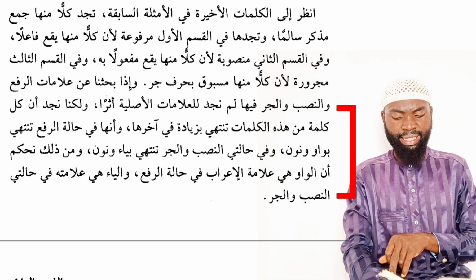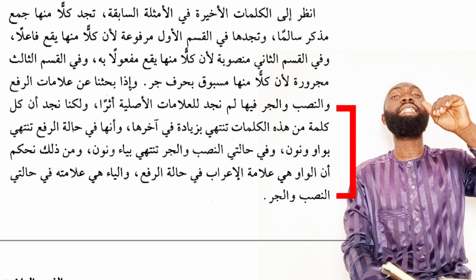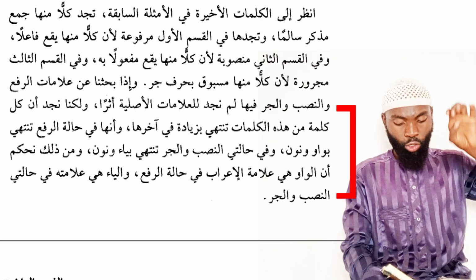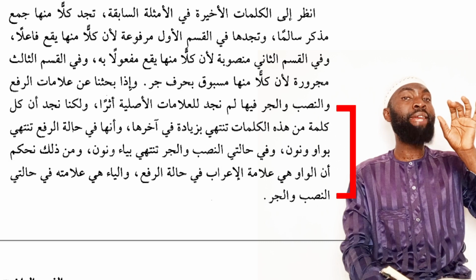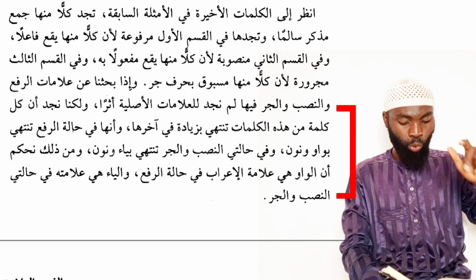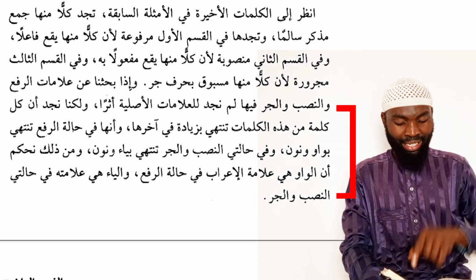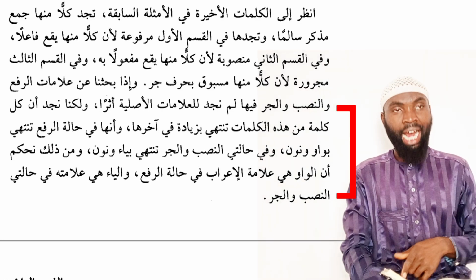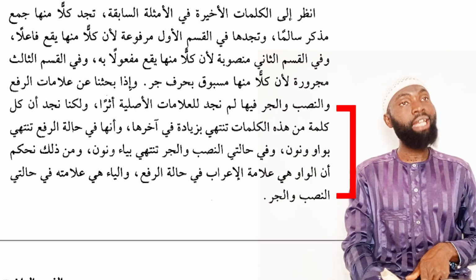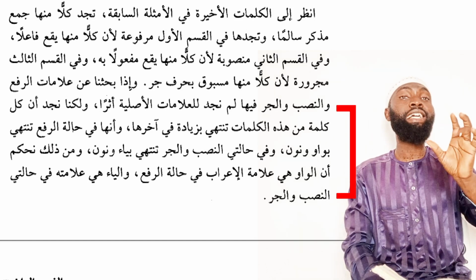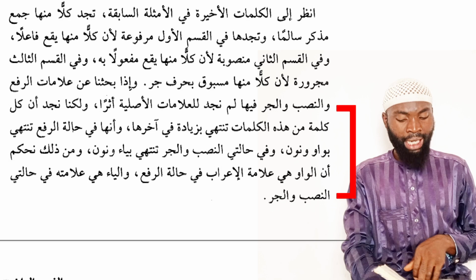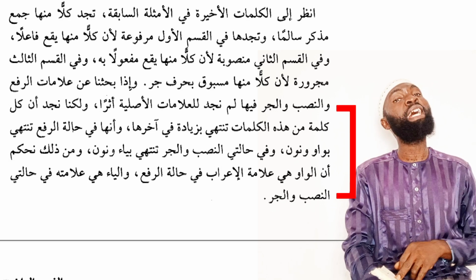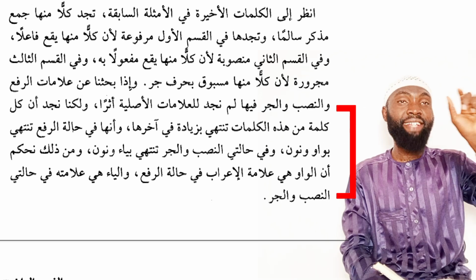وأنها في حالة الرفع تنتهي بواو ونون. Then you find that when it is in the nominative case, like in the first section, they all end with wa and nun. وفي حالتي النصب والجر تنتهي بياء ونون. While in the accusative case and genitive case, they appear with ya and nun. ومن ذلك, and from that, نحكم, we can rule أن الواو هي علامة الإعراب في حالة الرفع. That in the جمع المذكر السالم, the sound masculine plural, the wa is a sign of what? Nominative. والياء هي علامته في حالتي النصب والجر. And the ya is a sign of what? Accusative and also genitive. So this is to crown it all.